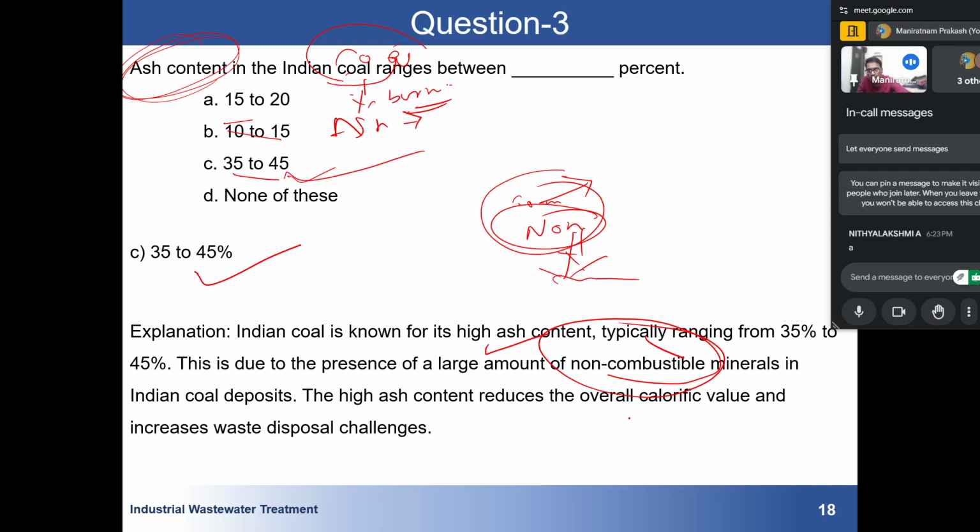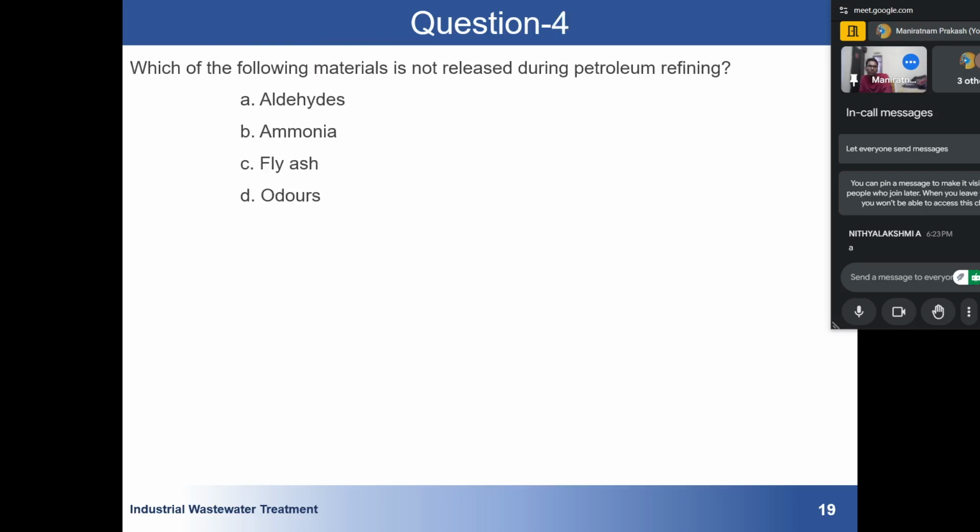The high ash content reduces the overall calorific value and increases the waste disposal challenge. If you have been to any treatment plant, there is an ash quarry also, where a special arrangement is made and all the ashes are deposited. A special treatment is also done so that it does not harm our environment.